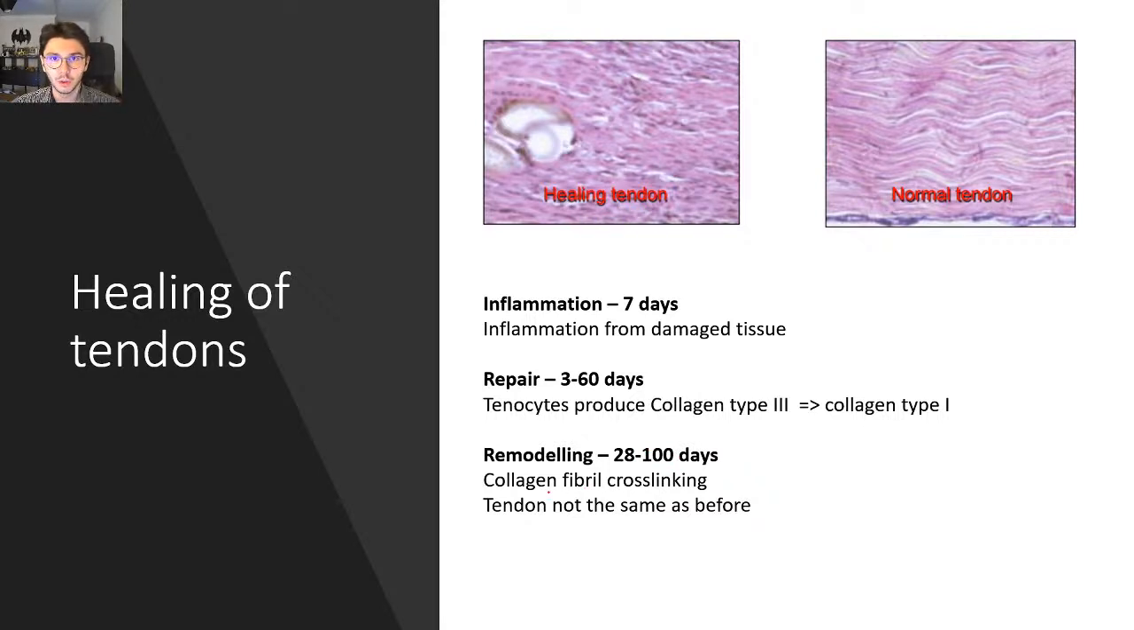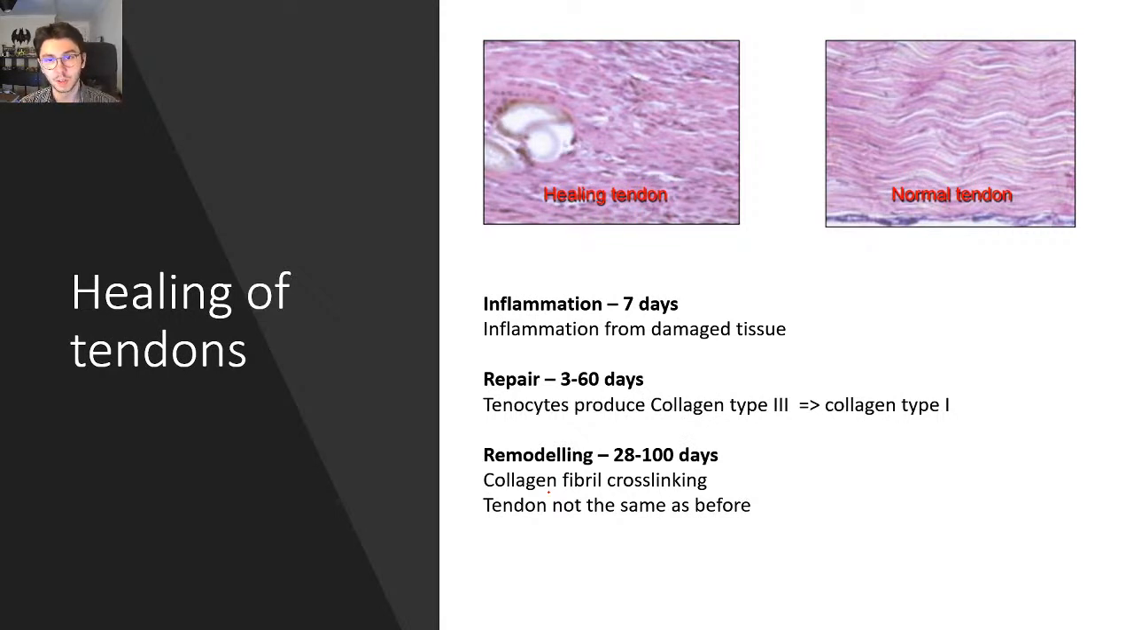The difference between the collagen type 1 just being deposited and the final product is that the collagen fibrils cross-link, right? By cross-linking, this means they form bonds and they become stronger. And this is what gives the tendon its unbelievable tensile strength.